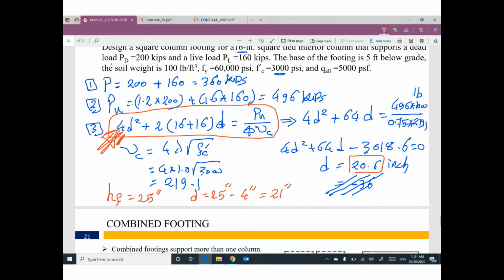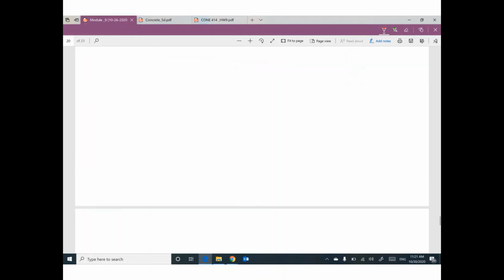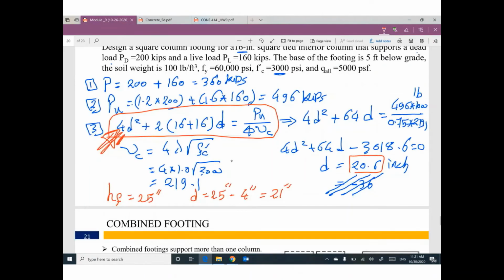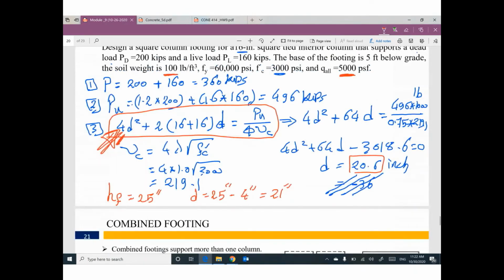Let's do the next step. Step number 4. I need to figure out the value of Q net equal Q allowable minus gamma soil H soil minus gamma concrete H footing. Q allowable is given in this problem. What is the value? It's given 5,000, and make sure this value is in pound per square feet. Gamma soil is given. The unit weight of soil is 100 pound.